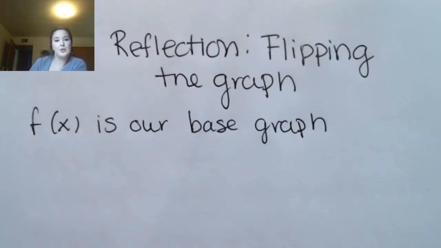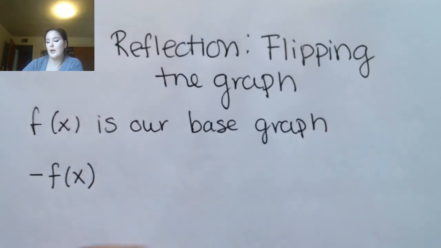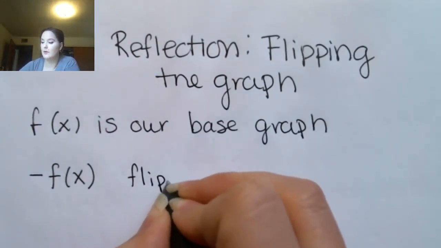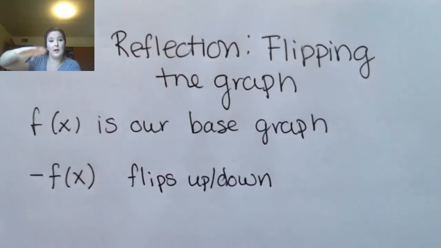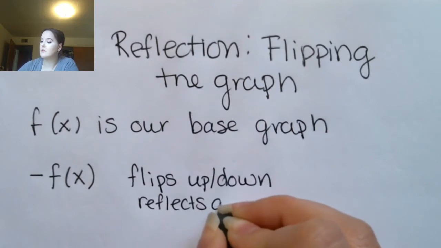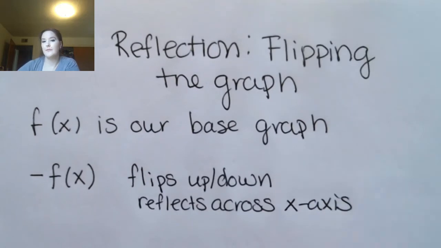And there's only 2 types of reflections. You have one that is outside. Anything that's outside the function affects the y coordinates, so it's going to affect up and down. It's going to flip it down. It reflects it up and down, which is reflects across the x-axis. That's another way of saying that it's flipping it downwards.